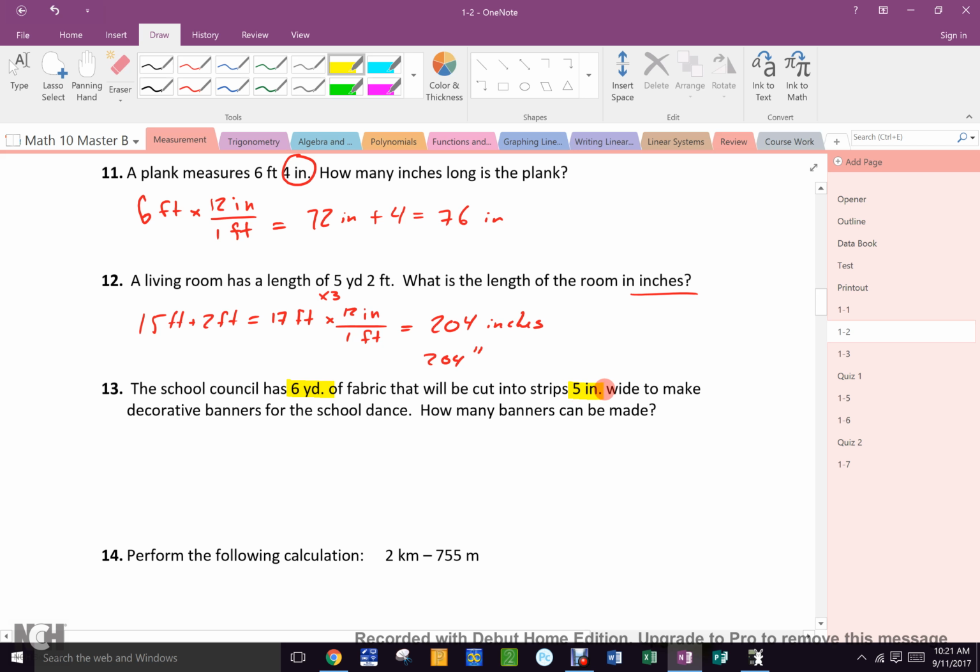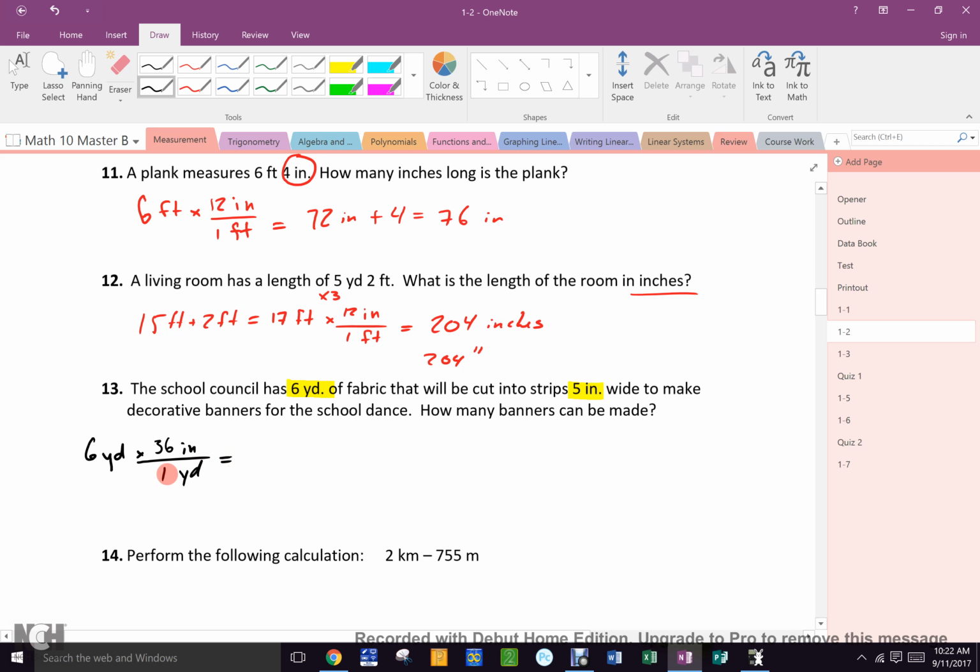Yards and inches. So I've got to do a conversion, don't I? What should I convert? Should I convert inches to yards or yards to inches? Does it actually matter? No. But Carlin wants to go yards to inches. Okay, no problem. So we know that 6 yards, if I'm going to inches, I want inches, yards is on the bottom. What's the numbers that go in there? 36 for inches and 1 for yards.